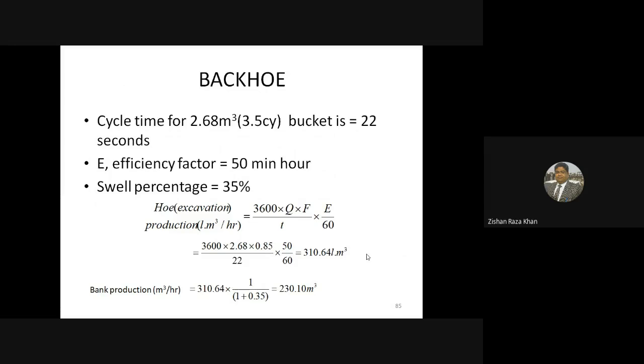per hour. Now, for finding out the actual excavation which has been done at the site, we have to reduce this material and convert it to bank cubic yard. By converting from loose to bank, we have to divide it by the swell factor. By dividing by 1.35, we get the bank production, which comes out to be 230.1 cubic meters per hour.